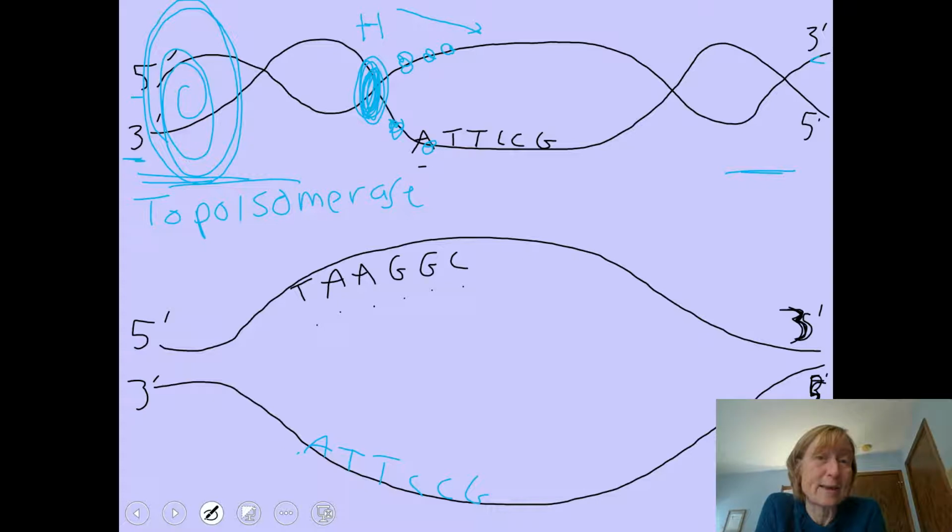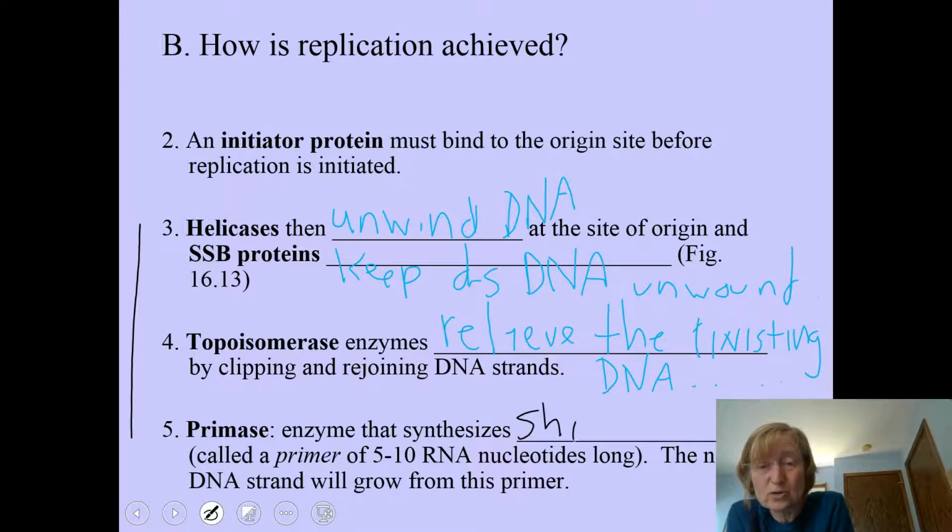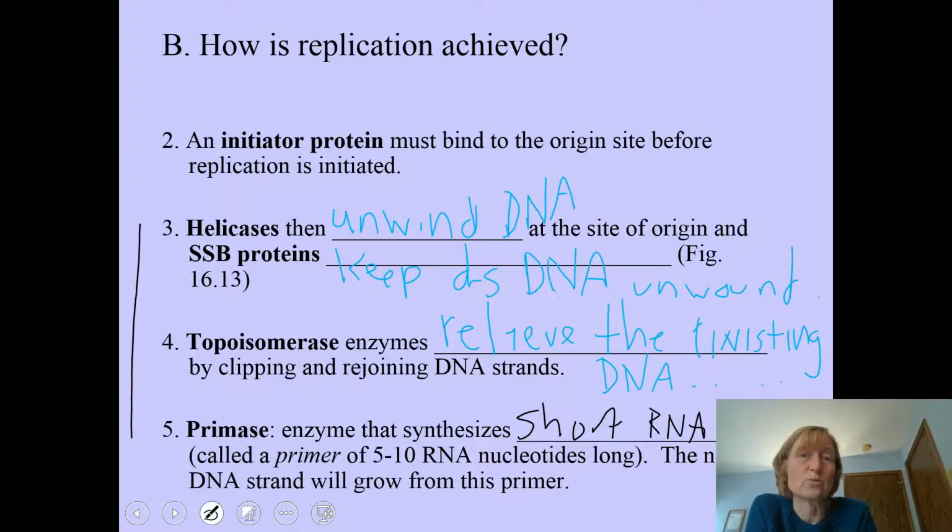DNA polymerase that builds DNA can't start building new DNA from scratch. So at every single origin site, there is what we call a primer that's built by an enzyme called primase. Let's go back up, we'll fill in this blank. Primase is an enzyme that synthesizes RNA. Oh, what? Primase is an enzyme that synthesizes a short RNA chain called a primer. So write in your notes, a short RNA chain called a primer, and the new DNA strand will grow from this primer.